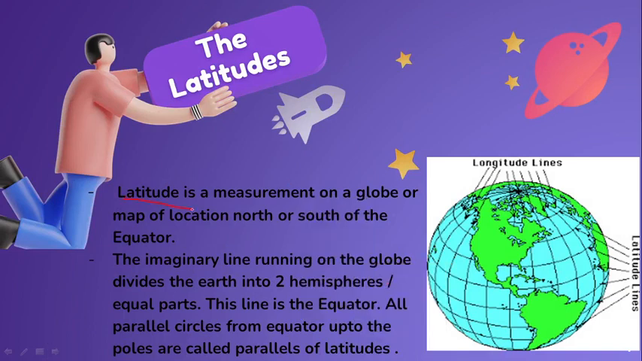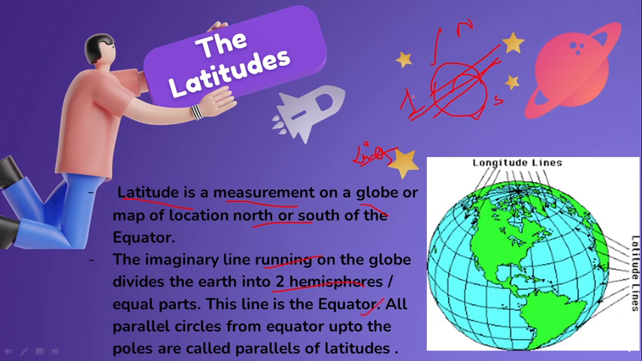So latitude is a measurement on a globe or a map of location north or south. It's a type of measurement, like lines. These are imaginary lines running across the globe. One line divides the earth into two hemispheres, the northern hemisphere and the southern hemisphere. That line is called the equator.